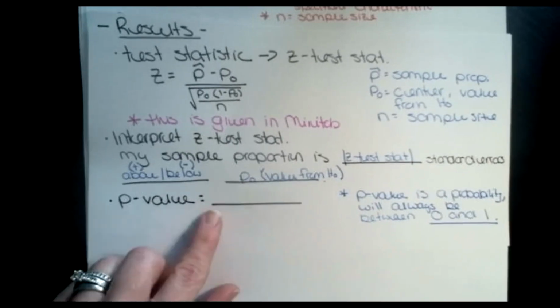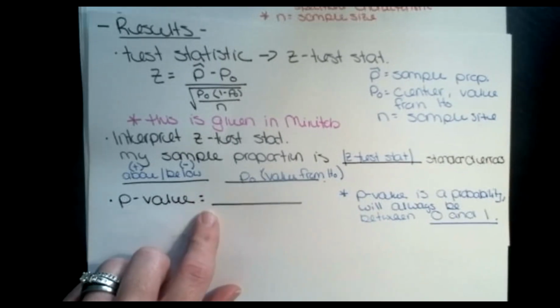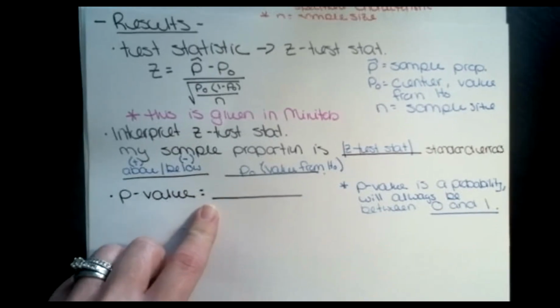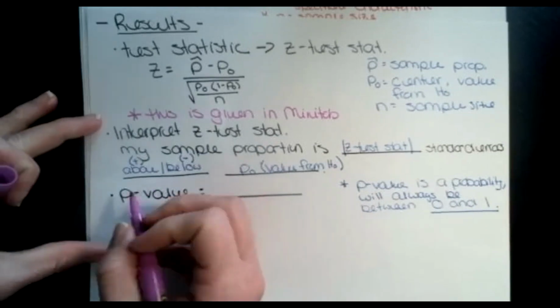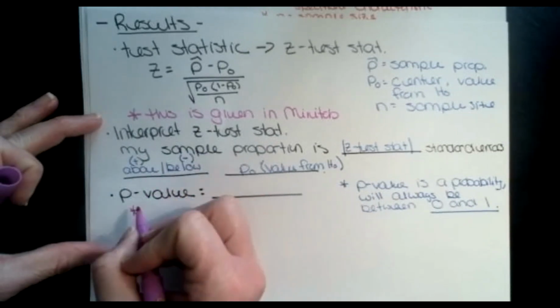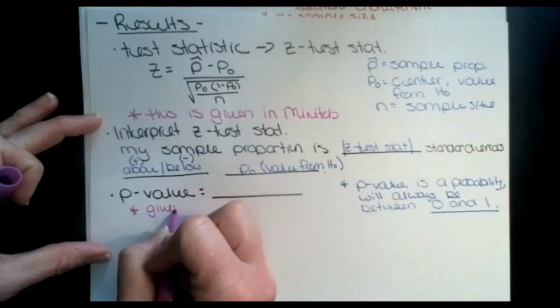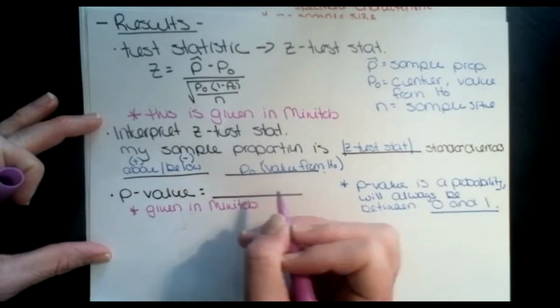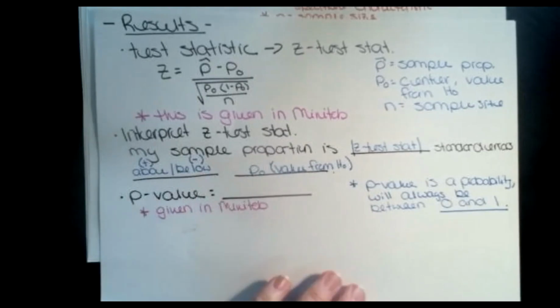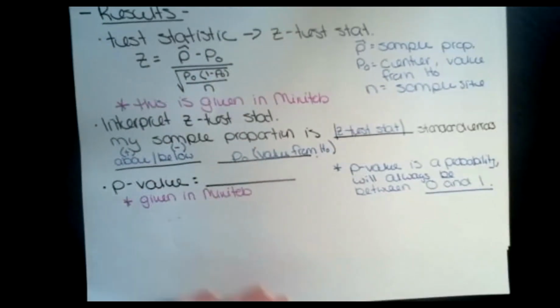Again, the p-value is from Minitab, okay? So there's no calculating like we had to back in Stat 1. I'm just going to make a note of this too. Given in Minitab. So Minitab's doing all the work for us. We just have to think about it a little bit, okay?